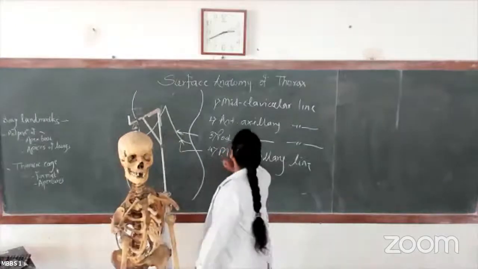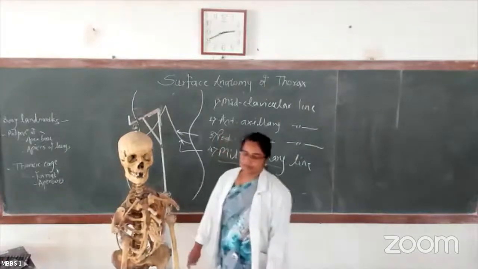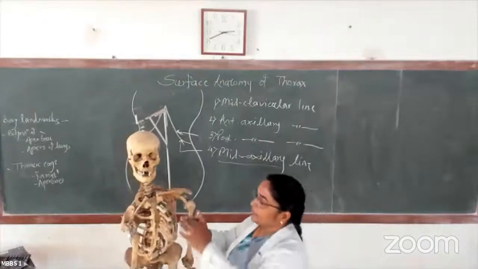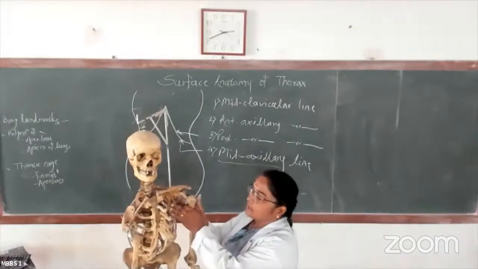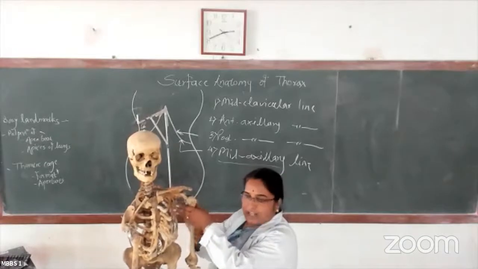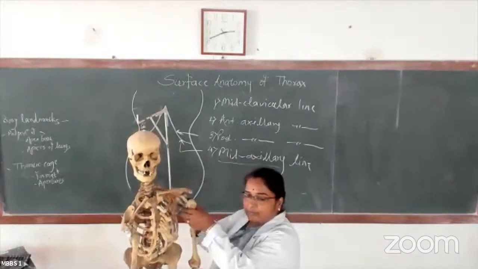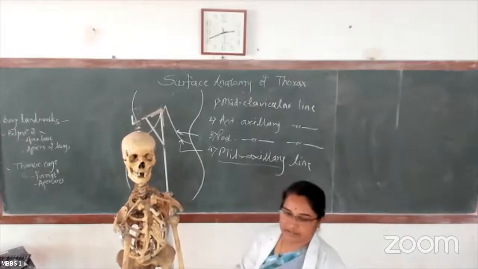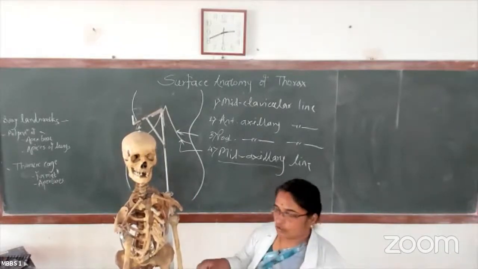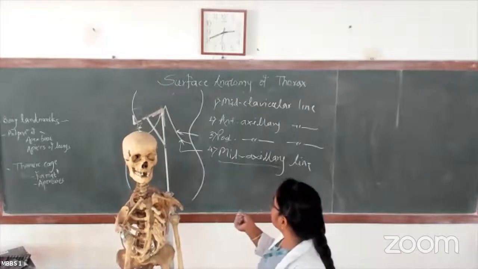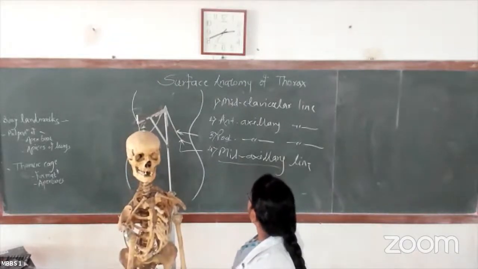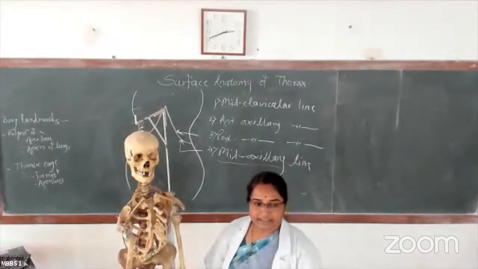Now what is the mid axillary line? For that, you have to make a midpoint of the anterior and posterior axillary folds, and from that midpoint it goes vertically downwards, that is the mid axillary line. So these are the imaginary lines which are present in the thorax: the mid clavicular line, anterior axillary, posterior axillary line and mid axillary line.